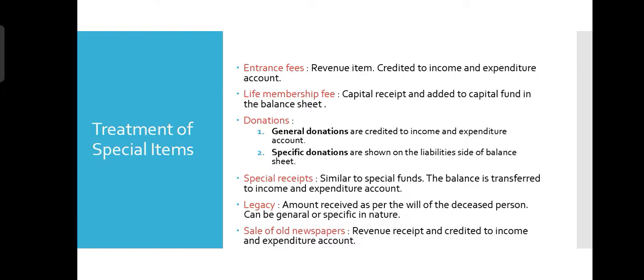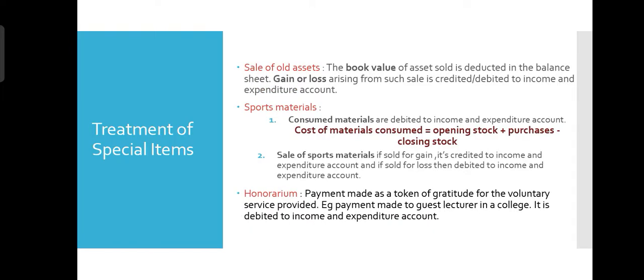Now the next item is sale of old newspapers. Okay, sale of old newspaper is a revenue receipt and you can credit it to income and expenditure account. The next item is sale of old assets.